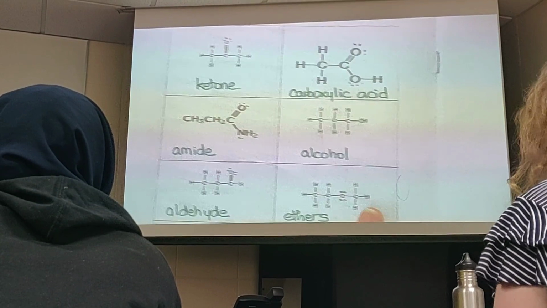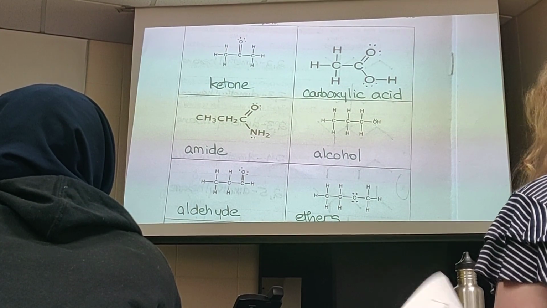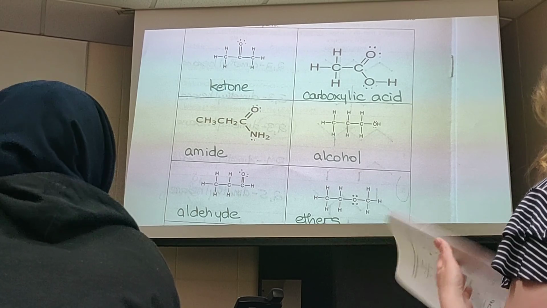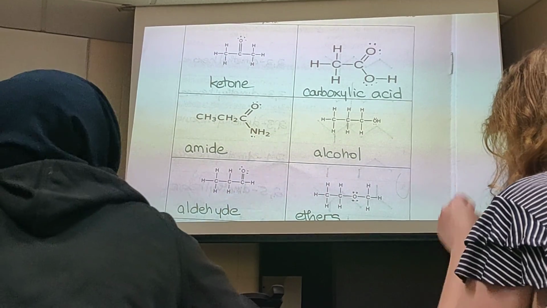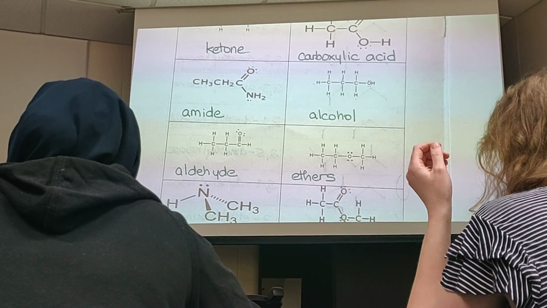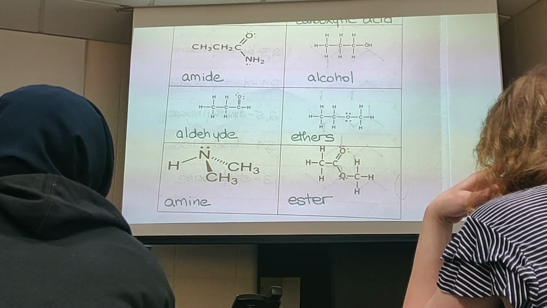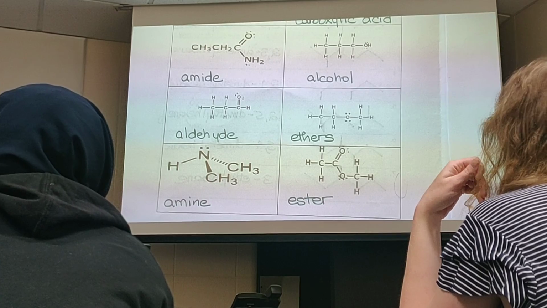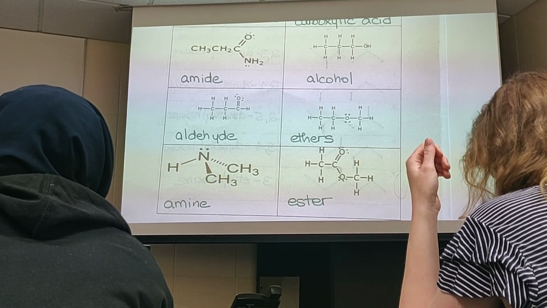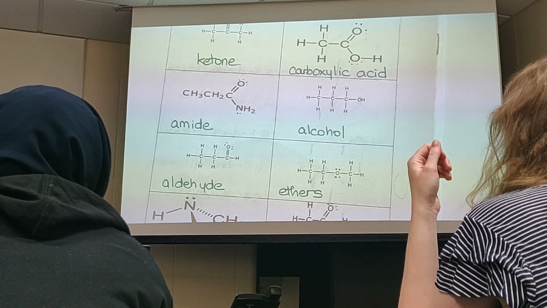that is not the horizontal chain. And then your functional groups: your ketone, your carboxylic acid, your amide, your alcohol, your aldehyde, an ether, an amine, and an ester. And hopefully we've used a lot of these, and we're using a lot of these in the infrared. Hopefully by this time your structures are not so useful.